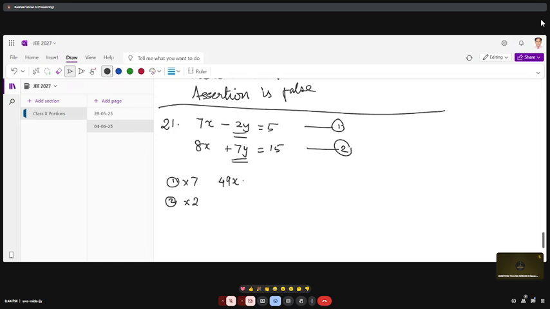49x minus 14y equals 35. Right? 7 into 7 is 49x, 7 into minus 2, 7 into 5. Equation 2 into 2 gives 16x plus 14y equals 30. Now you see that there is a minus 14y here and a plus 14y there. When you add the two equations now, this will get cancelled.